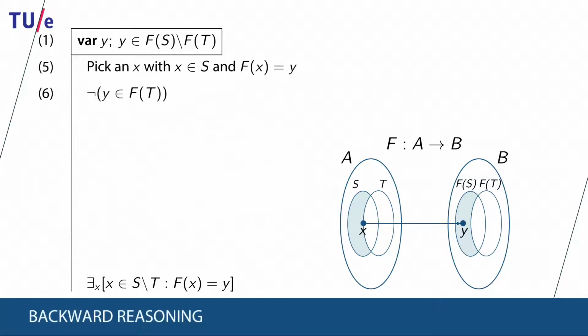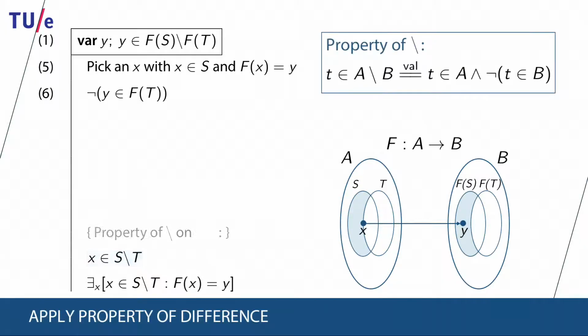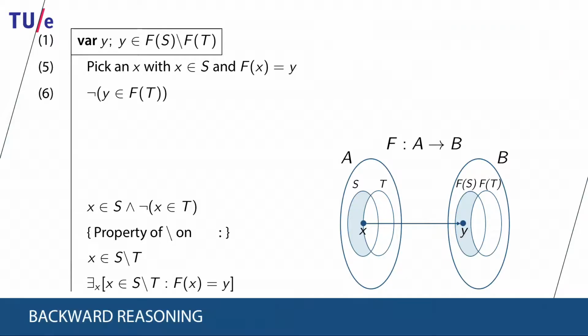Now that we have a candidate witness, we can do some backward reasoning again. Since we already know that F maps x to y, it suffices to establish that x is in the difference of S and T. The goal can be simplified with an application of the property of difference. That x is an element of S is already part of the declaration of x. So it remains to establish that x is not in T.